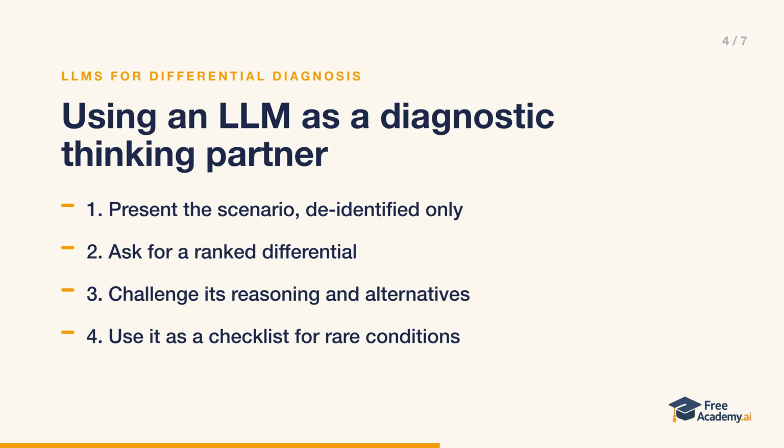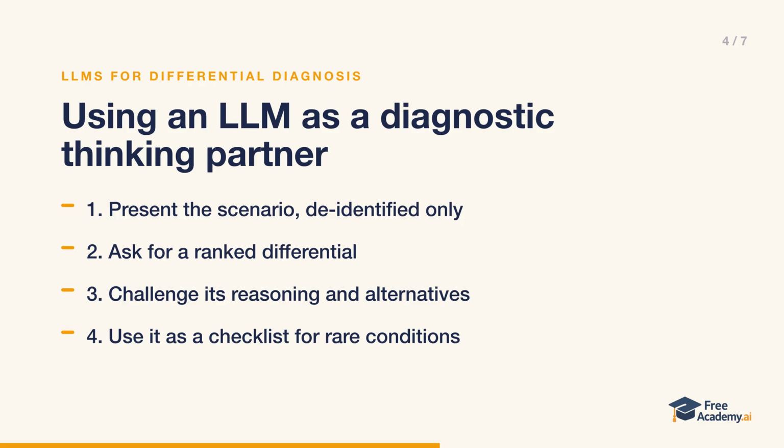Large language models are increasingly capable of generating differential diagnoses from a clinical scenario. Research in journals including JAMA Internal Medicine and Nature Medicine has shown that models like GPT-4 can produce differential lists that include the correct diagnosis at rates comparable to, and sometimes exceeding, physician-generated lists in controlled studies. If your organization permits it, you can use AI as a thinking partner for complex cases.